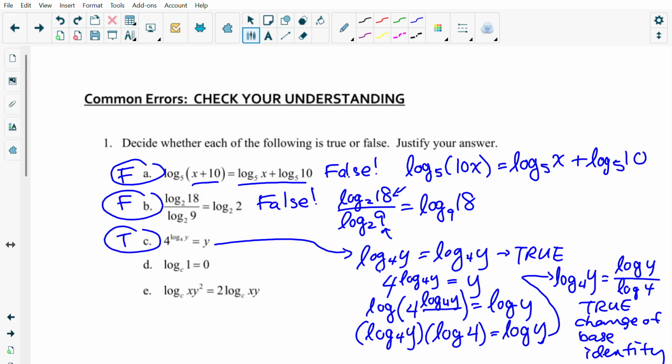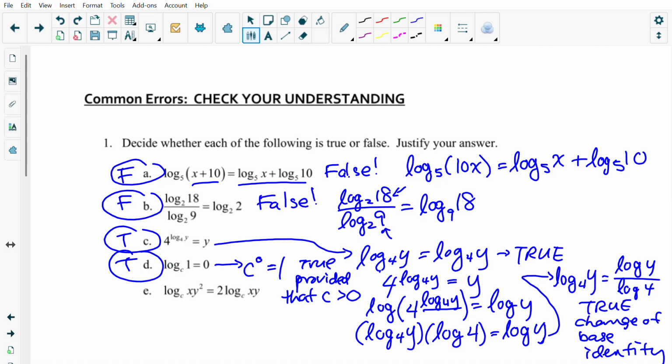Okay, log base c of 1 equals 0. This is true because if I convert to an exponential expression, I have c to the 0 equals 1. And this is true. I'll give you a caveat, provided that, I'll pause here, what's the stipulation or restriction on c? C must be greater than 0. Remember, because 0 to the 0 is not equal to 1, right? So this is true provided that c is greater than 0.